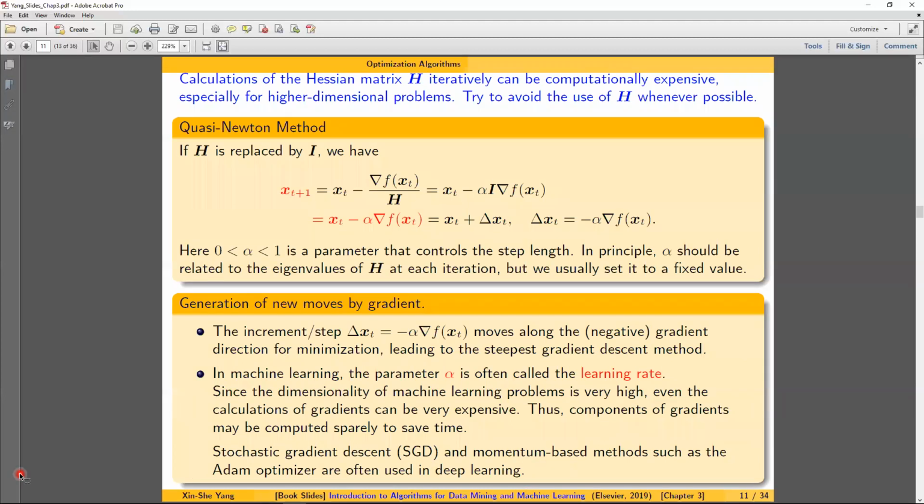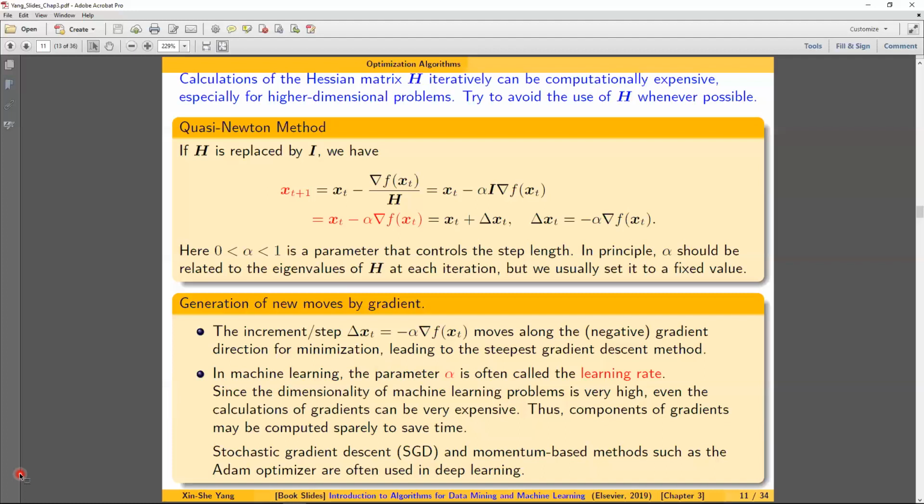Calculation of the Hessian matrix H for each step can be computationally very expensive, especially for higher dimension problems. So we should try to avoid the use of H whenever possible. Now, there's a new approach built upon Newton's method, called the Quasi-Newton method.